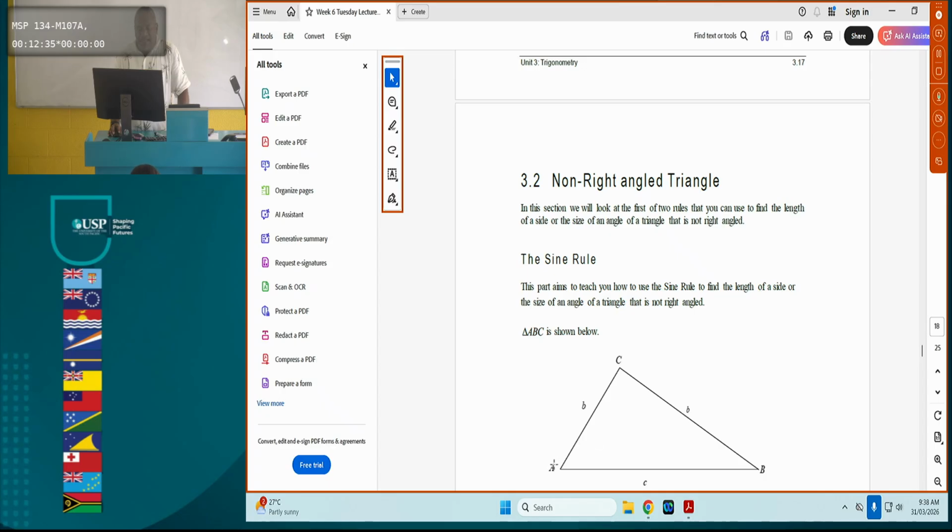If this is side T, U, V capital, then this will be side small t, small u, small v. So let's establish that as the standard for all calculations involving non-right angle triangles from now onwards.